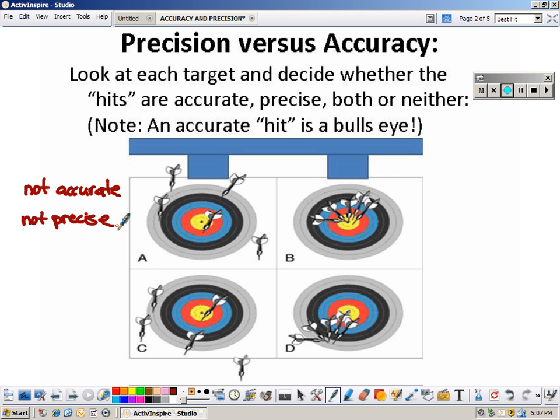Okay, example B. Here, you notice that all the darts hit the bullseye. The bullseye represents accuracy. So all the darts hit the bullseye. You would say that those measurements, if we're talking about measurements, yes, they're accurate because they hit the bullseye. And they're all concentrated in one particular spot, so those measurements are close together. There's not a big difference. So yes, they're precise.